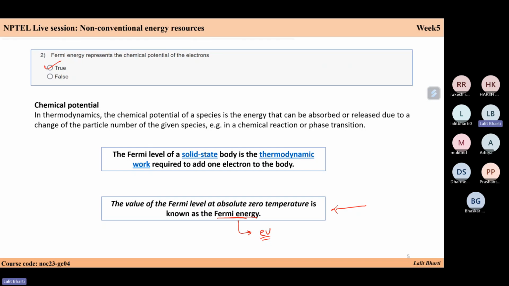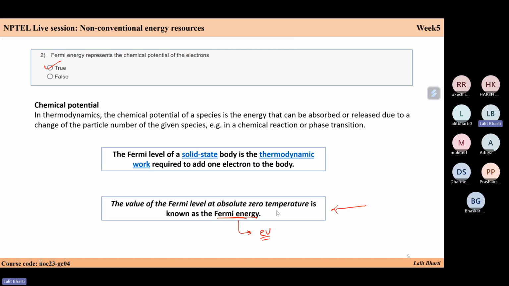So it is again the same. The second question is: Fermi energy represents the chemical potential of electrons. That is a true statement. The Fermi energy level of a solid state body is the thermodynamic work required to add an electron. It is a different way to understand the Fermi energy level.